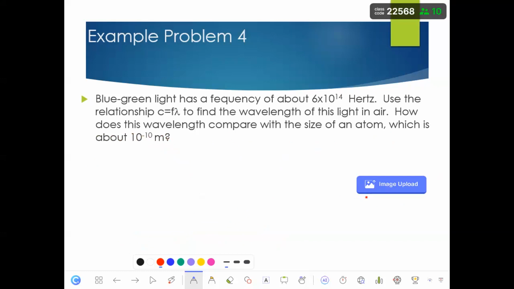How does this wavelength compare with the size of an atom, which is 10 to the power of negative 10 meter? The size of atoms is very small. It's on the size of a nanometer, which is 10 to the power of negative 10 meter. So if you calculate the wavelength of blue-green light and compare it with the atom size, you see exactly why we have light which passes through transparent material.